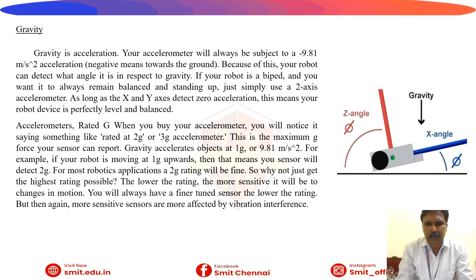For most robotics applications, a 2G rating will be fine. So why not just get the highest rating possible? The lower the rating, the more sensitive the sensor will be to changes in motion. You will always have a finer tuned sensor with a lower rating. Then again, more sensitive sensors are more affected by vibration interference.